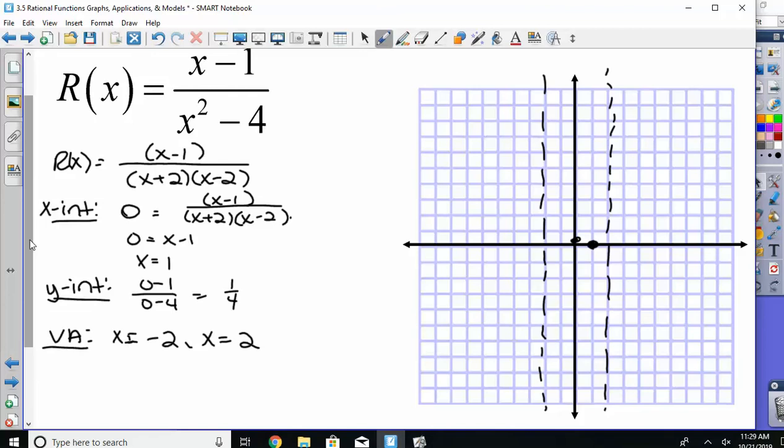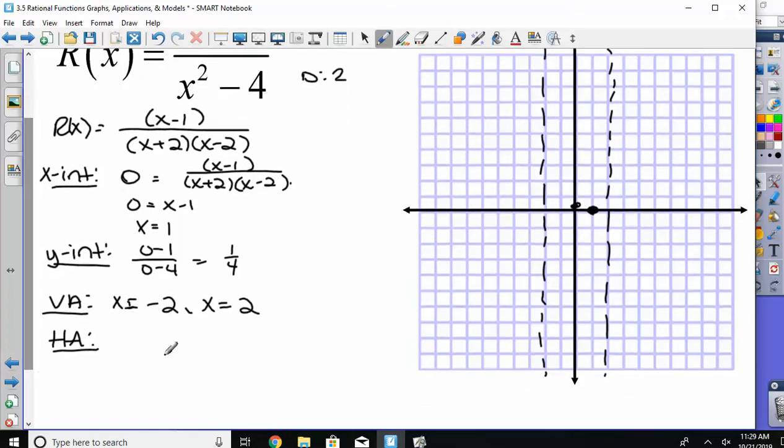Now we need to decide if we have horizontal or oblique asymptotes. You can look at the original or the factored. I'm just going to go back to the original. What is the degree of the top? And the bottom? Okay, if the degree on top is smaller, our rule was it's horizontal, y equals 0. That's what we were doing last week. Okay, y equals 0, that is just the x-axis.